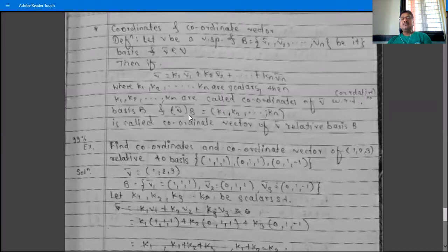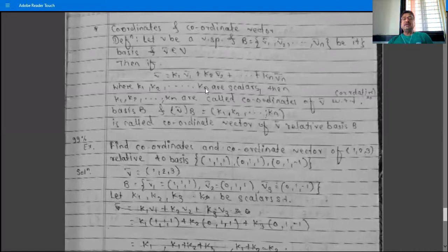This is the coordinate vector of v bar with respect to basis B. So this is the notation, and this is the answer. Actually, in round brackets write k1, k2, ..., kn sequentially, and it's called the coordinate vector of v bar relative to the basis B. So in order to find the coordinates and coordinate vector of any vector from the vector space V, we have to express that vector as a linear combination of v1, v2, ..., vn, the elements of the basis.